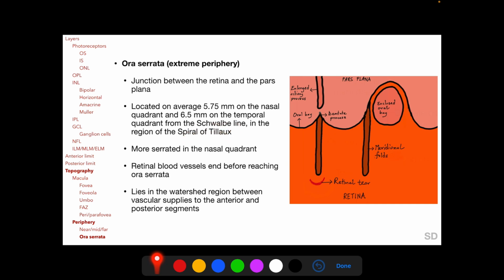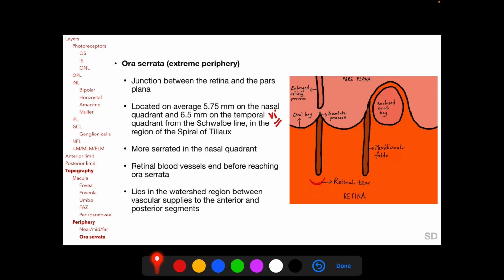The spiral of Tillaux is the line joining the insertion of the rectus muscles. So the ora serrata is nearer to the limbus in the nasal quadrant as compared to the temporal quadrant, and this is an important relation to remember. The ora serrata is more serrated in the nasal quadrant, and retinal blood vessels end before reaching the ora serrata.